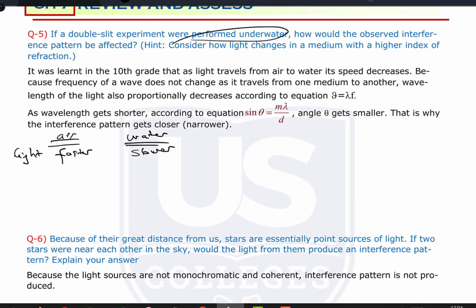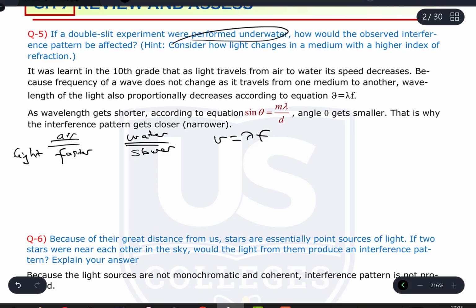Frequency is the same. According to the speed equation, v is equal to lambda times f. Pardon, f is constant, sorry. The frequency of the light is constant as it is moving from one medium to another. f is constant. If v is greater, the wavelength must be longer.